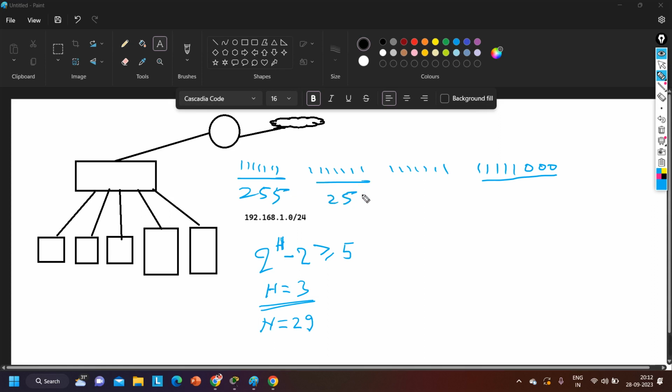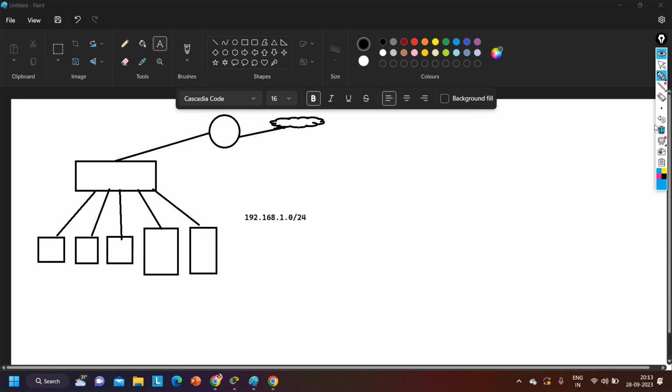So here the subnet mask will be 255, 255, 255, and what will be the subnet mask of this last octet? 248, right? So this should be my subnet mask if I need only 5 IP addresses. Note the slash 24. What should the slash value be? 29. So the IP address is 192.168.1.0/29.